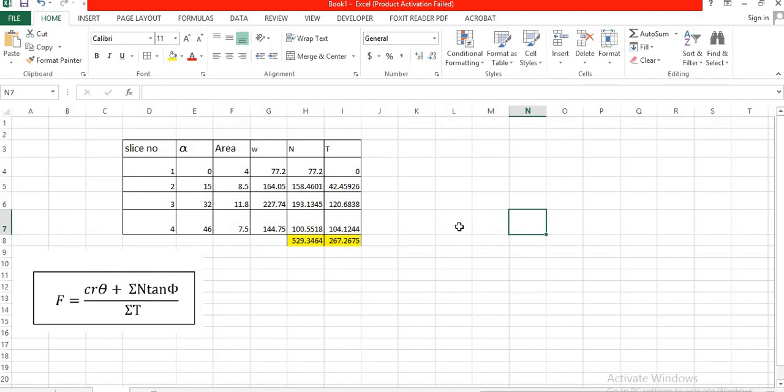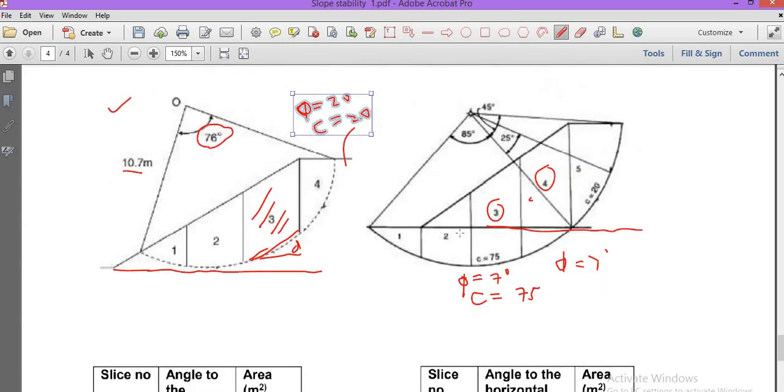So I hope you understood the process of the Swedish method of slices. I'll follow this up with some examples, because this one, for example, is a little bit complicated, and there are some other things you need to understand in order to be more accurate, and especially your engineering judgment when it comes to analyzing slopes. In the next lecture I'm going to discuss that.